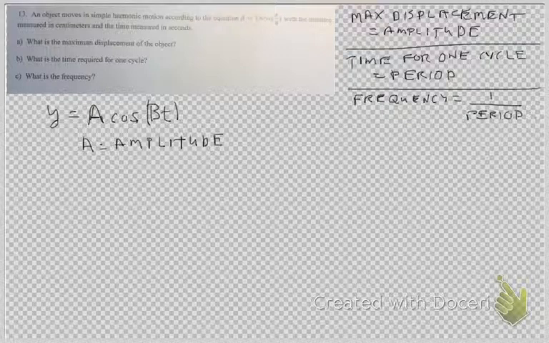Here you're given a simple harmonic motion problem, and you're given this equation that gives the displacement. What you're asked to do is basically break this problem down. If you compare it to a standard problem where you have, say, y equals a cosine of b times t, the implication is that a is your amplitude, which, if you look at the notes above, is your maximum displacement. So part a is actually very straightforward.